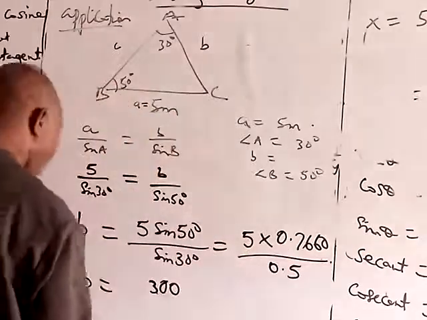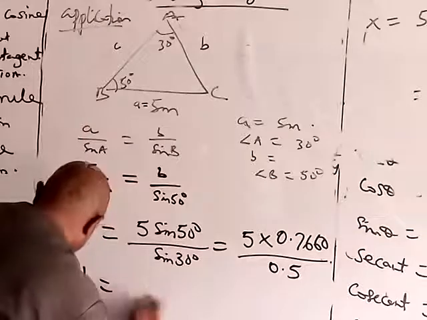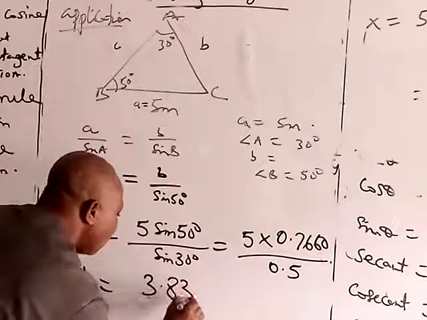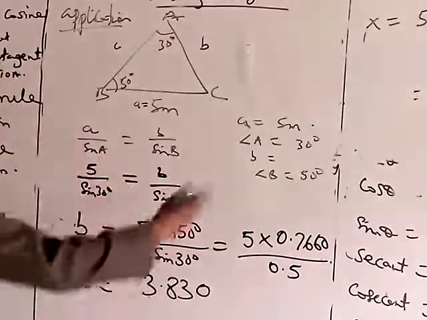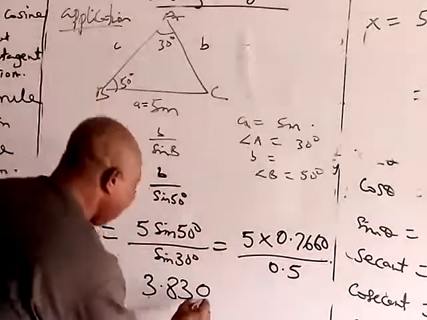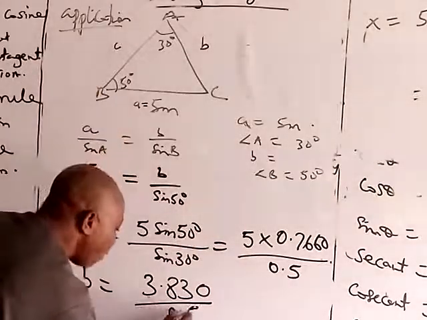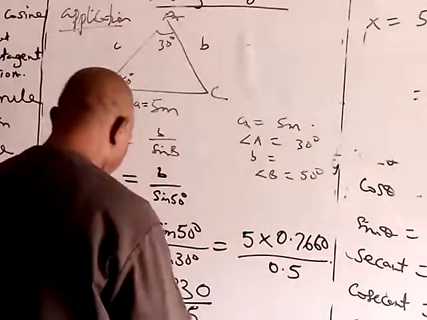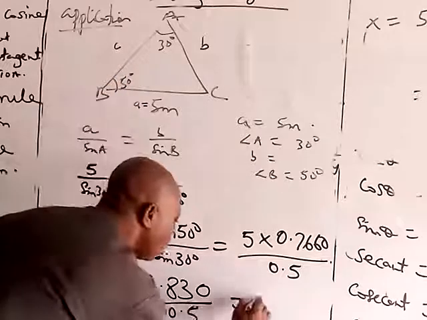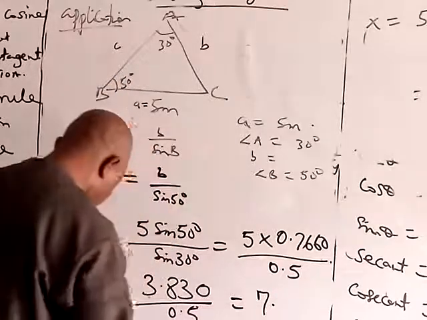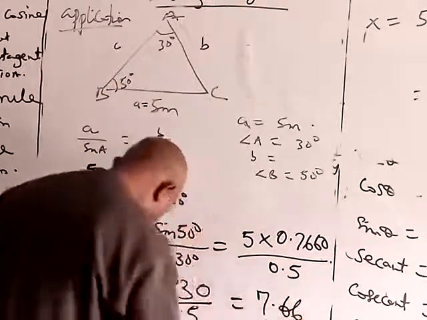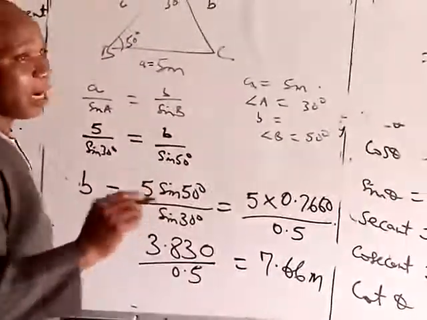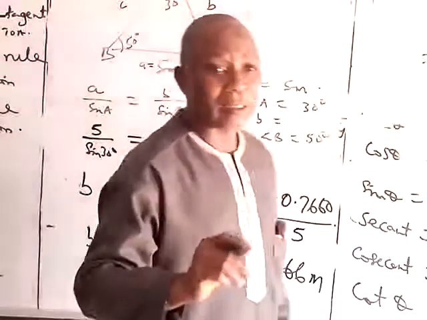What do you have? You have 3.33. 3.33, 0. You can nullify the 0 at the back. Divided by 0.5. When you divide it, the value of B now will be equal to 7.66 meter. Don't forget, the unit is very, very important.